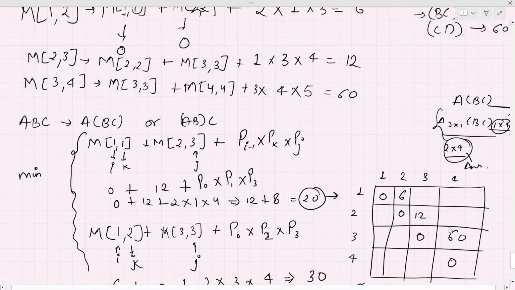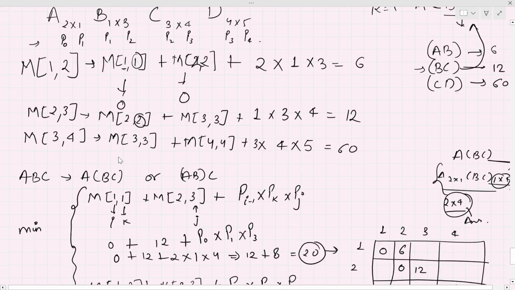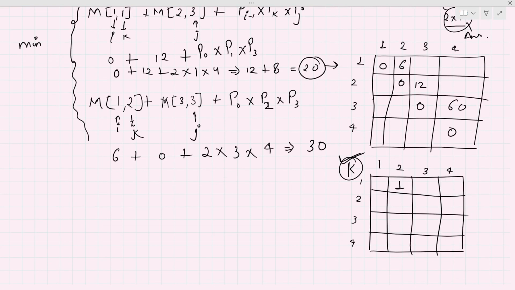Okay, now 12 is present in 2 comma 3. So what's the value of k? We know the value of k is this part. The value of k is 2. So we have to write where 12 is present, in 2 cross 3, write 2.